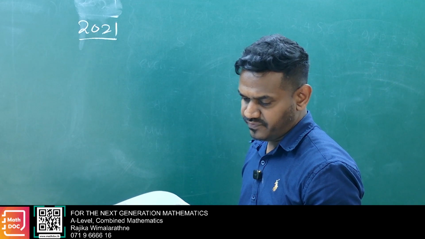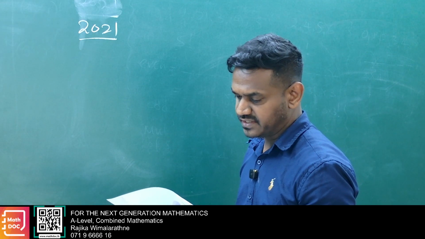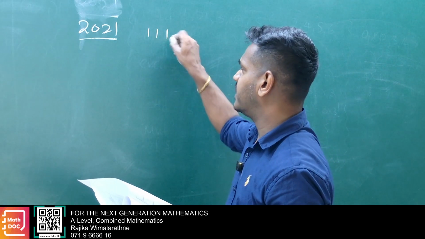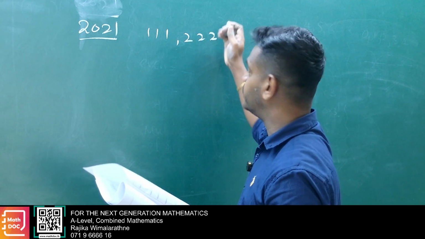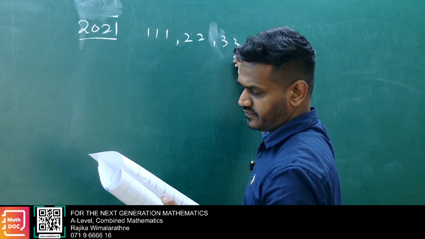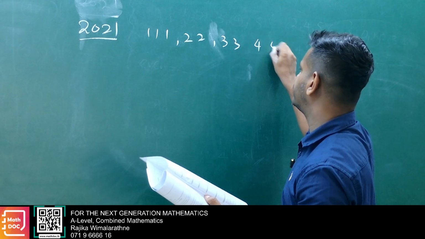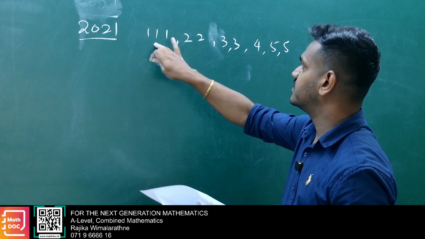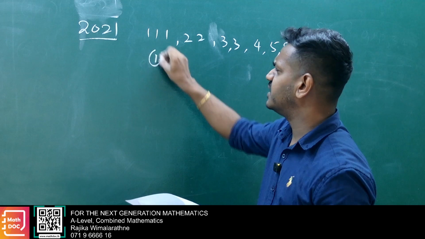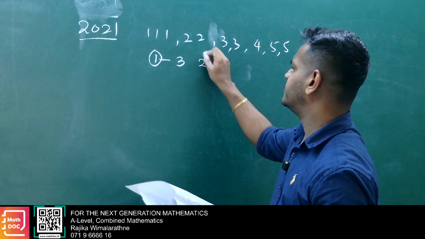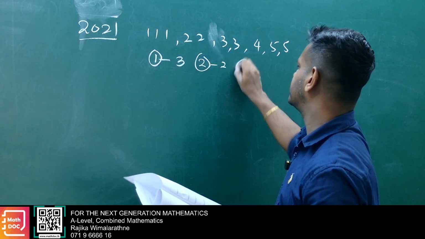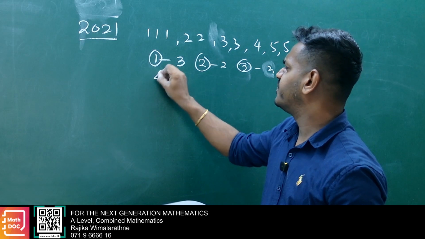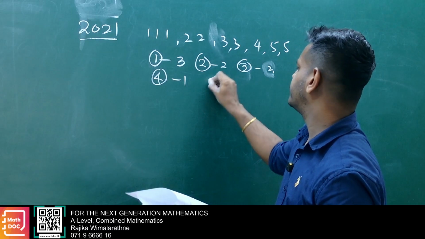In 2021, it is required to form a 4-digit number consisting of 4 digits taken from the 10 digits given below: 1, 1, 1, 2, 2, 2, 2, 2, 3, 3, 4, 5, 5. So the digits here are 1, 3, 2, 2, 3, 2, and here 4, 1, 5, 2.